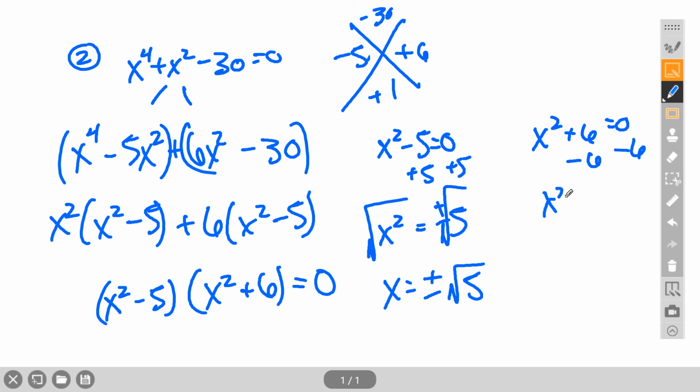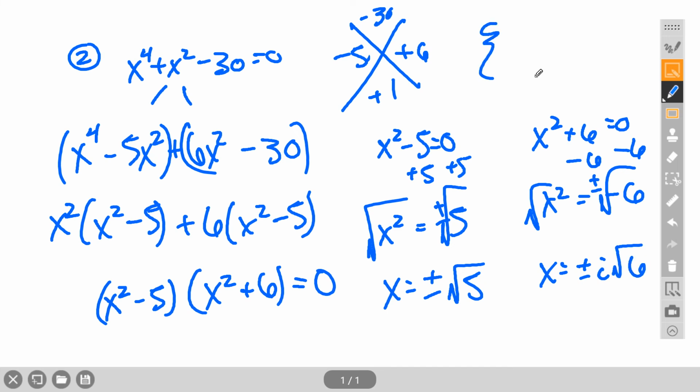For the second one, subtract 6 from both sides. Square root both sides. And we get x is equal to plus or minus i square root 6. We include the i because we don't want a negative under the radical. So we have 4 solutions because it's a fourth degree: square root 5, negative square root 5, i root 6, negative i root 6.